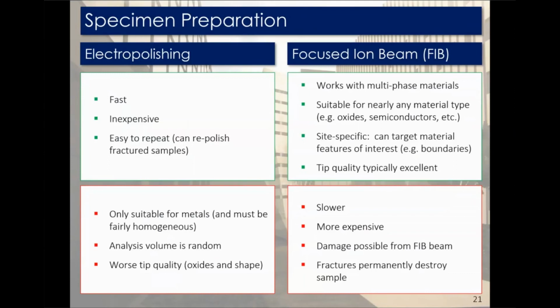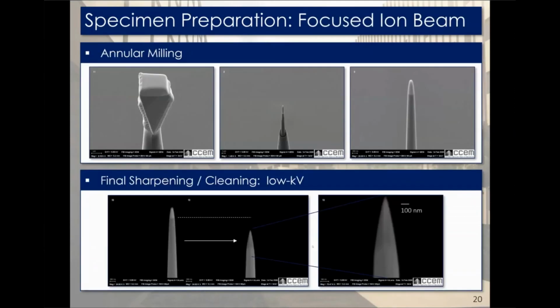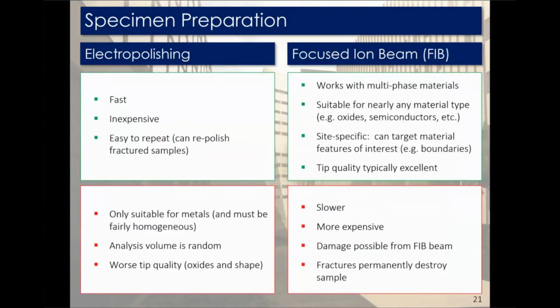So if I step back a slide just to show again this stage where we look at the low kV milling on the bottom there for the FIB. Since you can use that low kV milling to move where you want that tip apex, if you keep milling it, that tip apex just gets lower and lower as it continues to mill away. So you can bring your feature of interest in your material, let's say, a boundary, an interface or something like that, and put the tip apex right above that. So you can make sure that that site-specific feature is in your atom probe analysis volume.